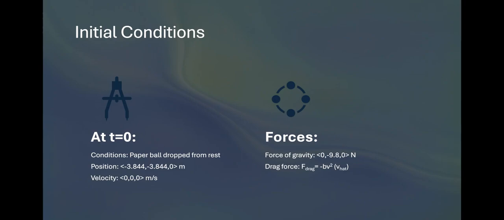So the initial conditions of the experiment were the position was negative 3.8, negative 3.8, 0, and then the initial velocity was 0 in all directions. And then the initial force was negative 9.8 newtons pointing down, which is the force of gravity, and then also the drag force, which is unknown, but we use the model of negative b v squared times v hat.